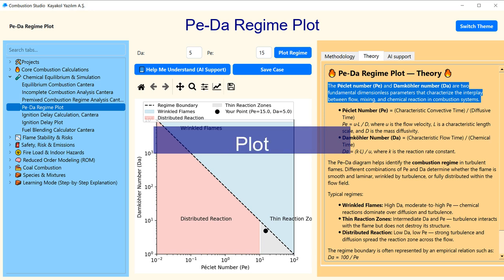PeDa regime plot. The Péclet number, Pe, and Damköhler number, Da, are two fundamental dimensionless parameters that characterize the interplay between flow, mixing, and chemical reaction in combustion systems. The PeDa diagram helps identify the combustion regime. In turbulent flames, different combinations of Pe and Da determine whether the flame is smooth and laminar, wrinkled by turbulence, or fully distributed within the flow field.